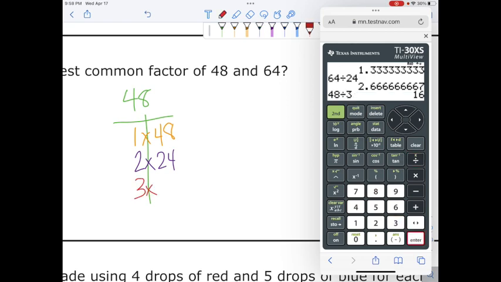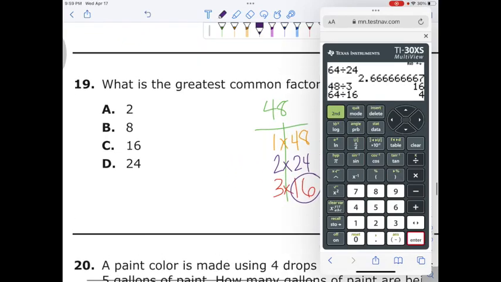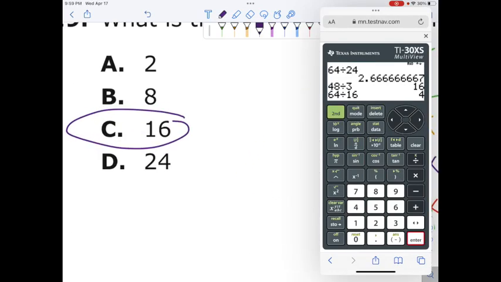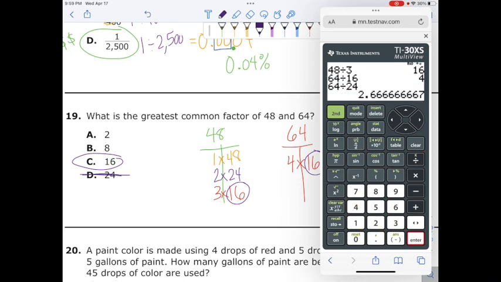48 divided by 3 is 16. So now let's try 64 divided by 16. It's 4. Yeah. So the answer to this problem is 16 because you can use 16 to make both 48 and 64. It's tempting to just say it's going to be D, but remember, 24 is not a factor of 64. 64 divided by 24 is a decimal, so it can't be D, right? 8 and 2 are common factors, but 16 is greater.